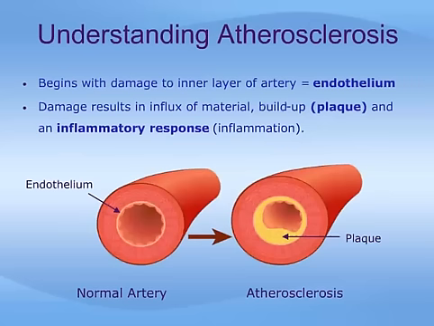Atherosclerosis is thought to begin with damage to the innermost layer of an artery called the endothelium. Damage to the endothelium results in the influx of cholesterol and various other cells and molecules into the endothelial lining, a dangerous buildup of fatty substances in the artery called a plaque, and the initiation of an inflammatory response, or inflammation, a series of events in the artery that further contributes to and actually speeds up the process of atherosclerosis.